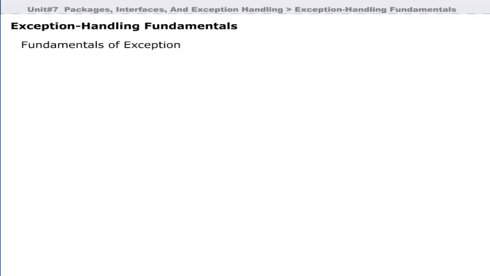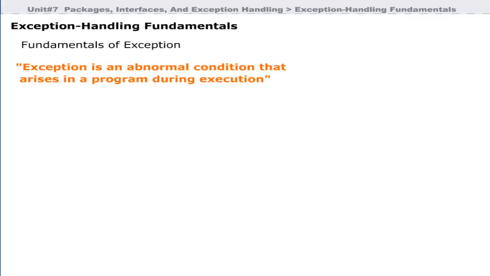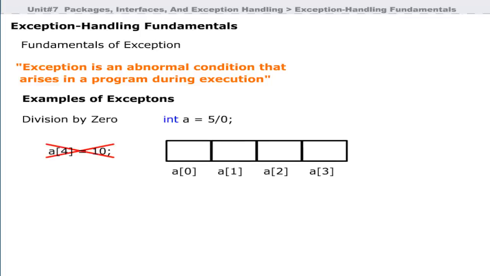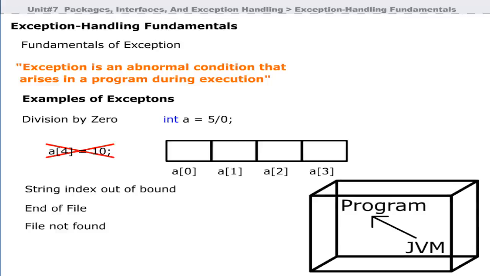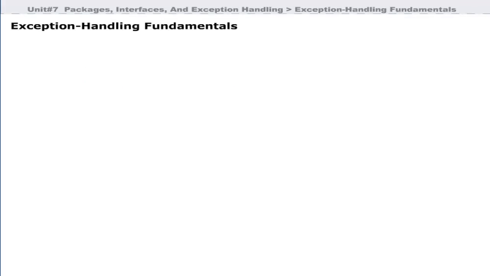Now we will learn basic concepts of exceptions. In Java, an exception is an abnormal condition that arises in a program during execution. For example, division by zero, array index out of bound exception, string index out of bound, end of file exception, file not found exception. When an exceptional condition arises, Java throws an object that represents the error condition. Exceptions can be generated by the Java runtime system, or these can be manually generated by user code.